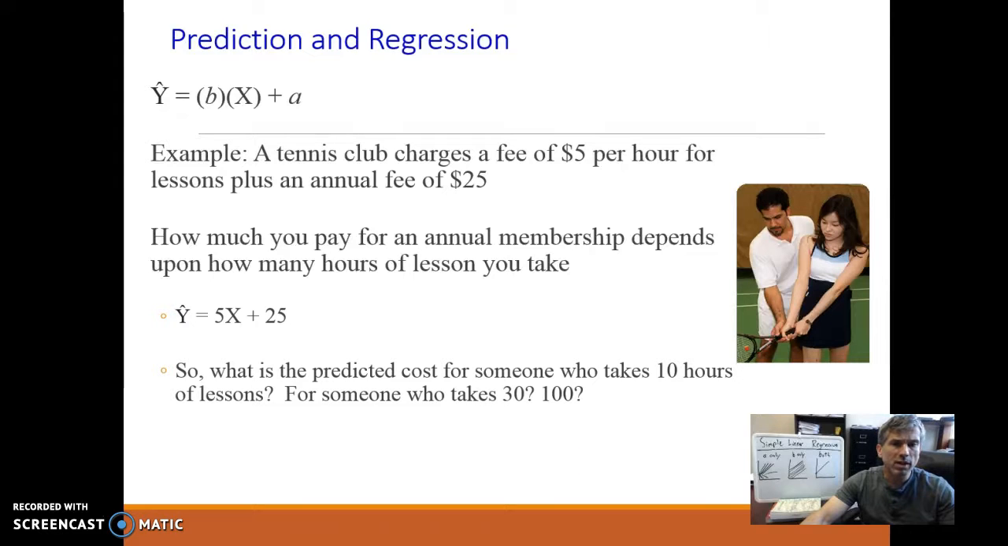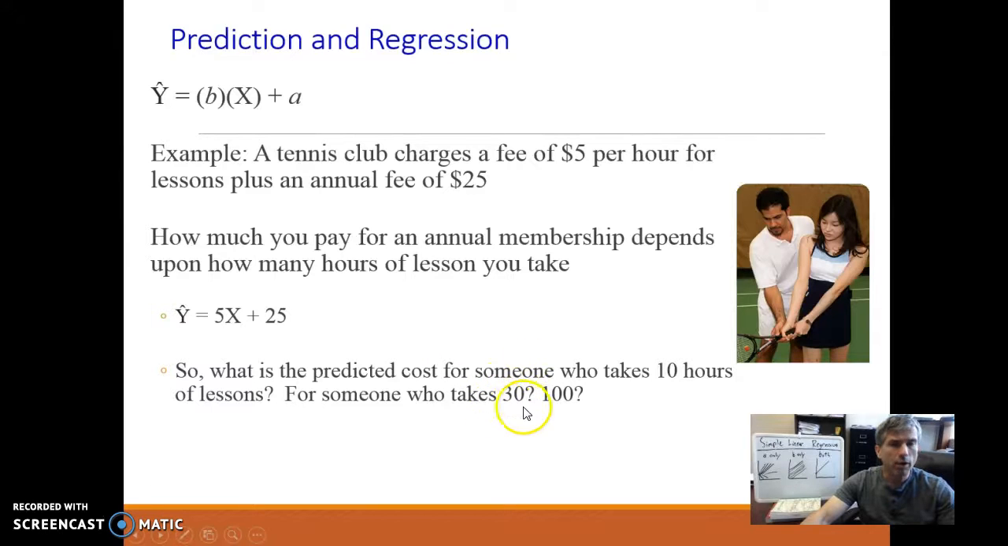So what would the predicted cost be for someone who takes 10 hours of lessons? Well, say, okay, the lessons are $5 an hour. There are 10 hours there, so 5 times 10, it's $50 for the lessons, plus $25 for the annual fee, and it's a $75 expense. It's going to cost me $75 if I take 10 hours of lessons.